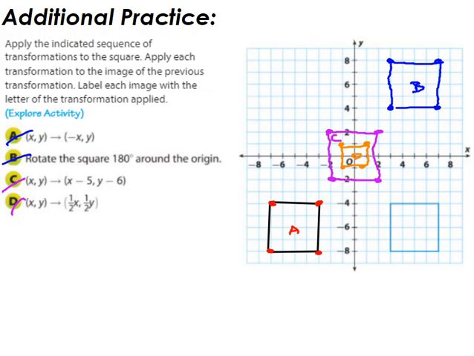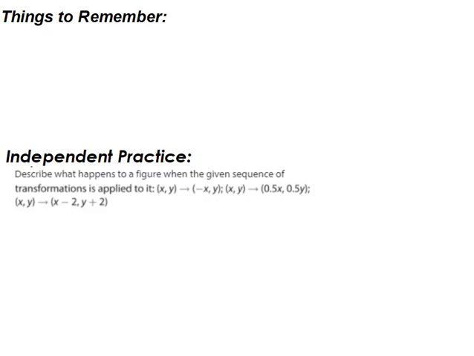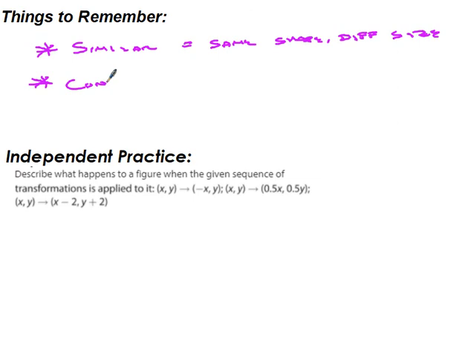All right, guys, that is all. So things to remember: similar equals same shape, different size. Congruent is same size and shape.